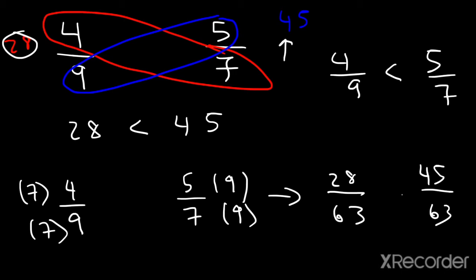So therefore, 28 over 63 is less than 45 over 63. Here's another example. Try 3 over 5 and 4 over 7. Feel free to use any technique that you prefer. So let's start with a cross multiplication technique.